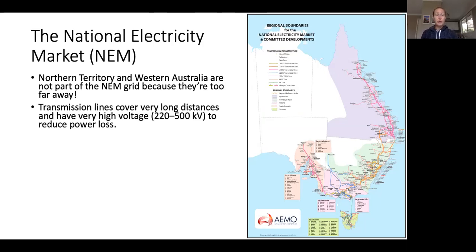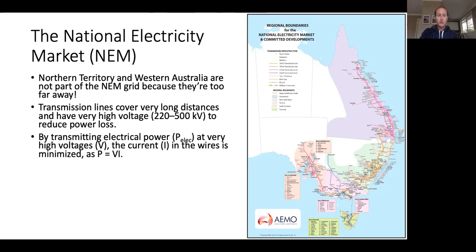However, the power grid we do have, called the National Electricity Market, is one of the biggest ones in the world. If you look at it, it spans a very long way, all the way from quite high up in Queensland down to Tassie. So transmission lines cover very long distances and they have very high voltage so that we can reduce power loss. And we already looked at why high voltage is useful to reduce power loss.